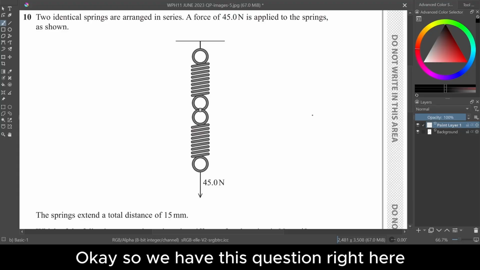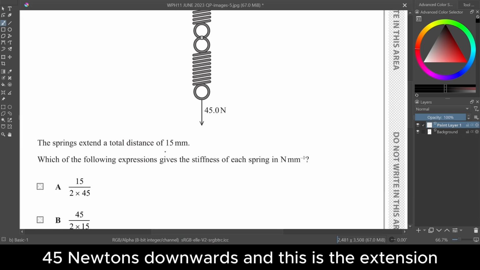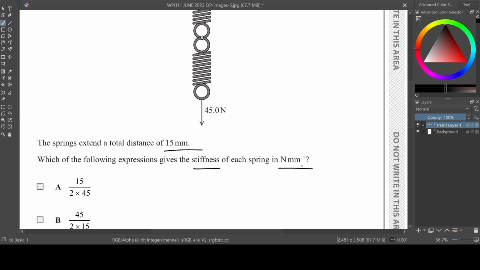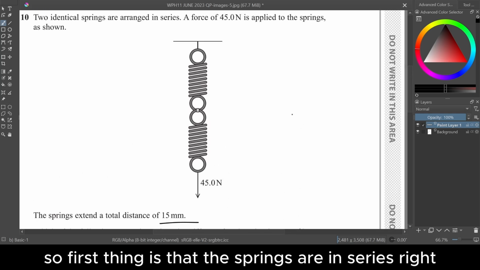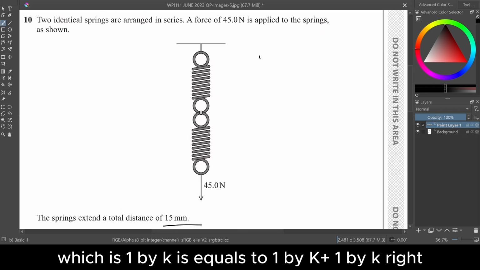Okay, so we have this question right here. We have two identical springs and a force being applied, 45 newtons downwards, and this is the extension. And you need to find the stiffness for each spring in newton per millimeter. Okay, so first thing is that the springs are in series, right? If you want to find the stiffness for each spring, you can use this formula, which is 1 by K is equal to 1 by K plus 1 by K, right?